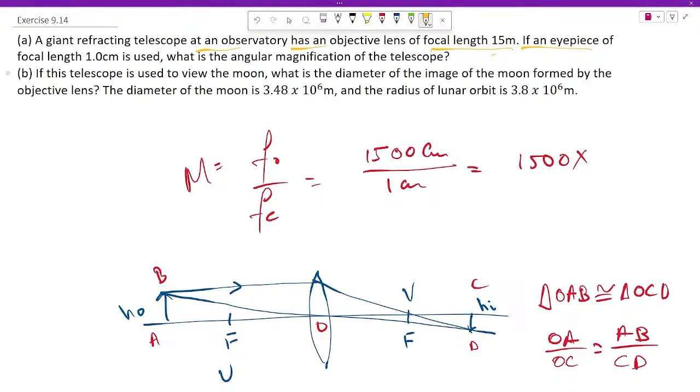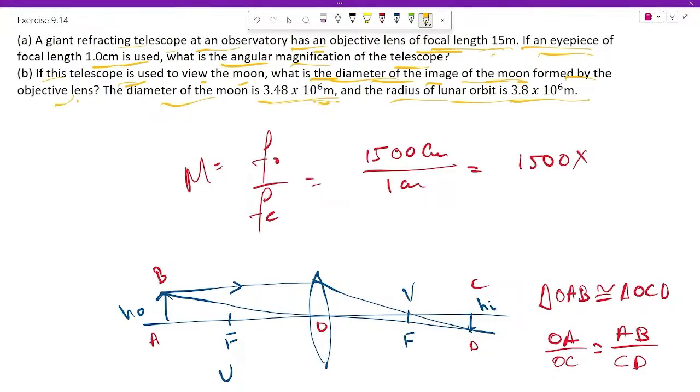The question says that a giant refracting telescope at an observatory has an objective lens of focal length 15 meter. If an eyepiece of focal length 1 centimeter is used, what is the angular magnification of the telescope? The second question says that if the telescope is used to view the moon, what is the diameter of the image of the moon formed by the objective lens? The diameter of the moon is 3.48 into 10 to the power 6 meter, and the radius of the lunar orbit is 3.8 into 10 to the power 6 meters.